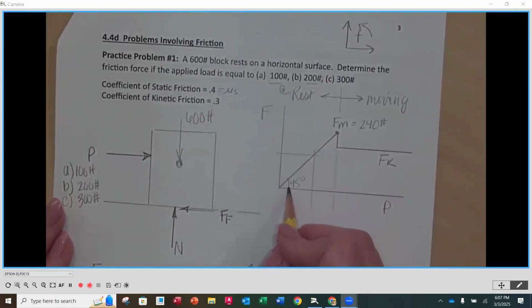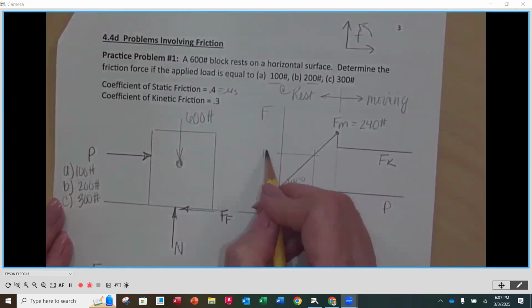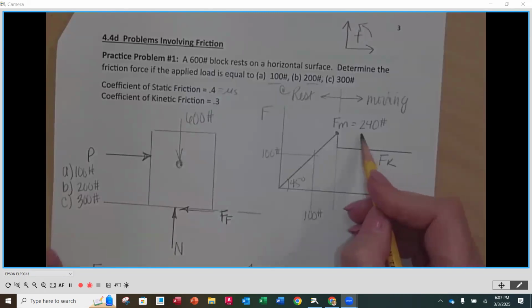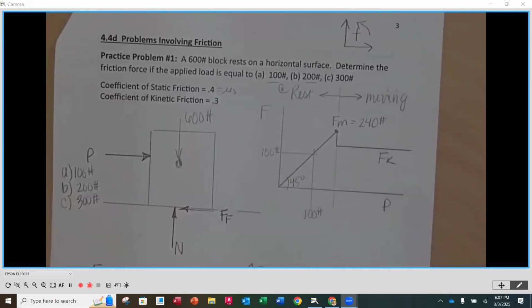45 degrees, it's 100, exactly. So remember, my pushing force here is going to be my friction force, because when I push on it, if I'm not moving, my friction force is pushing back with 100. It can go up to 240, but if I'm applying 100, it's not pushing back at me with 240, it's pushing back at me with 100, right?